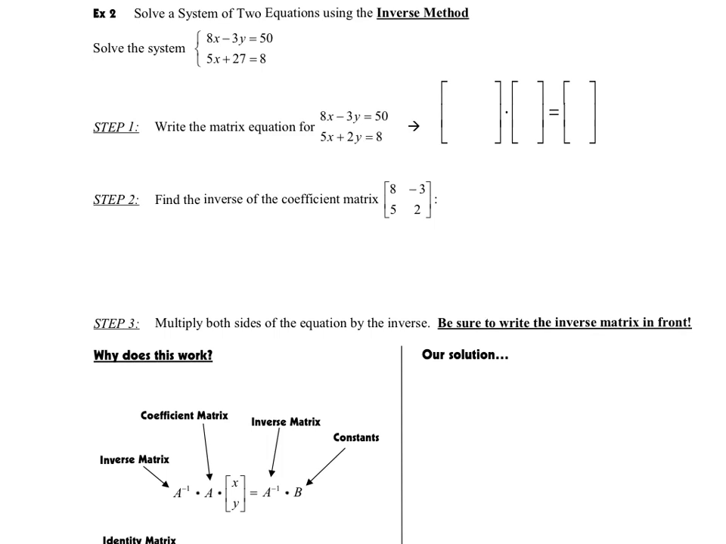All right, folks, it's back in action here. In this video, we're going to look at using the inverse method to solve a system of two variables. Now, we are not going to use the inverse method for any systems of equations beyond two variables. That's beyond the complexity of this course.